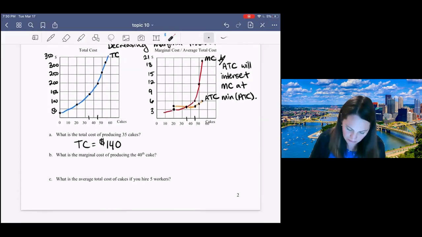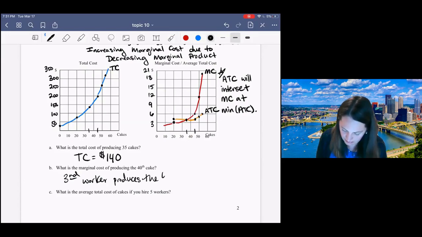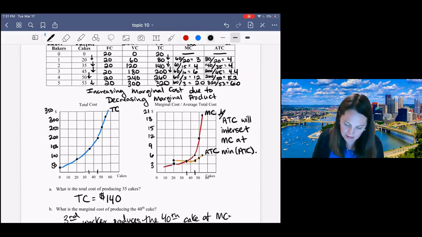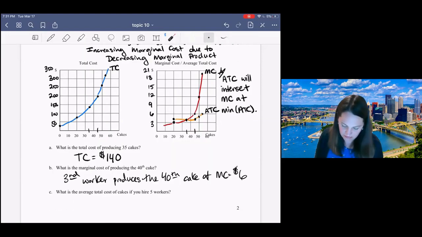So the first thing that I need to note here is that the third worker produces the 40th cake. Then I can come over across here. Third worker is producing the 40th cake. And what is the marginal cost of that cake? It is $6. Perfect.